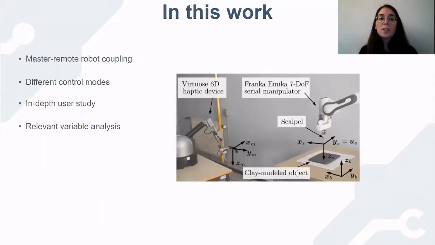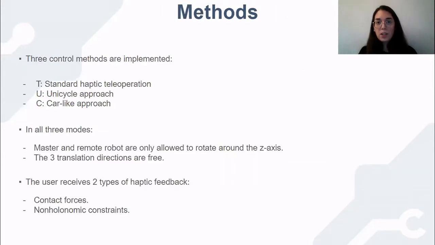In this work, we present the master and remote robot coupling in the teleoperation scenario shown in the figure. We also present three different control modes, and we compare them in an in-depth user study which studies the different parameters involved. The three presented methods are the following. We have the standard haptic teleoperation T, we have the unicycle approach U, and the car-like approach C, and I will be giving more details on these methods later on.